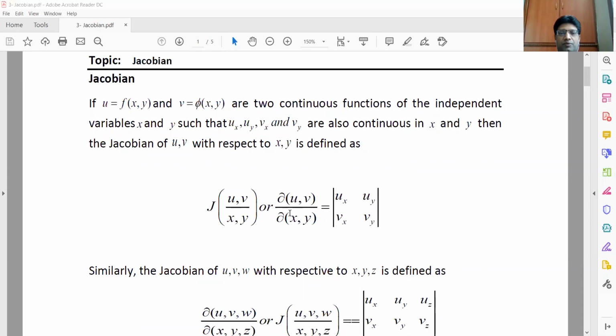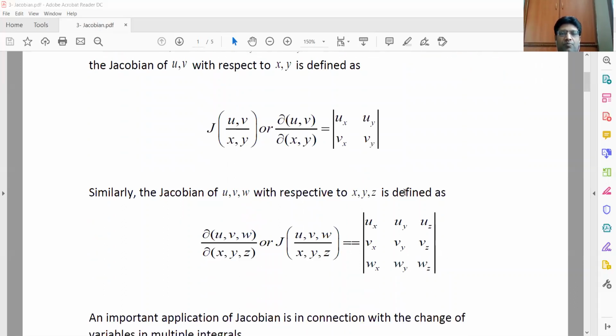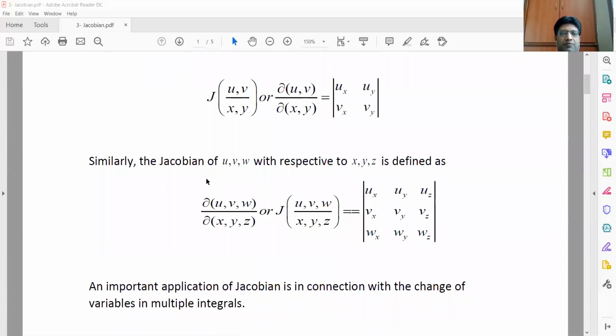So the definition of this is, you have to do first partial differentiation of u with respect to x. So dou u by dou x, this one, dou u by dou y, next dou v by dou x, dou v by dou y. So the value of this determinant is nothing but the Jacobian of u, v with respect to x and y. So the same formula is extended for three variables.